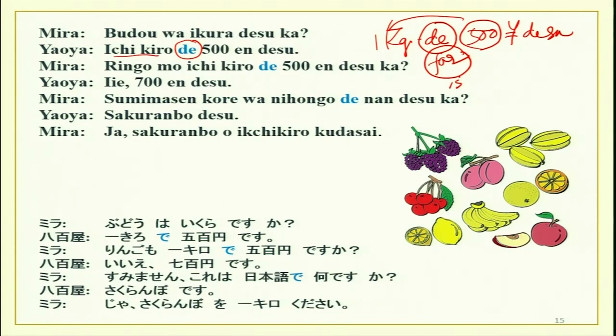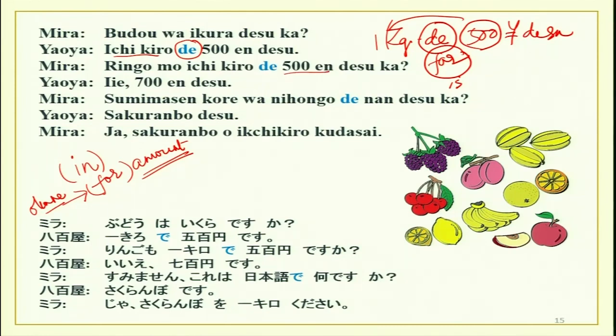You can see very, very clearly, earlier de was in and now de is for, used with okane or amount, as you can see in the kaiwa. I'll read it once again. Budo wa ikura desu ka? 1 kilo de 500 yen desu. 1 kg is for 500 yen. Ringo mo 1 kilo de 500 yen desu ka? I'm sure you understand this. Ringo is also 500 yen for a kg.